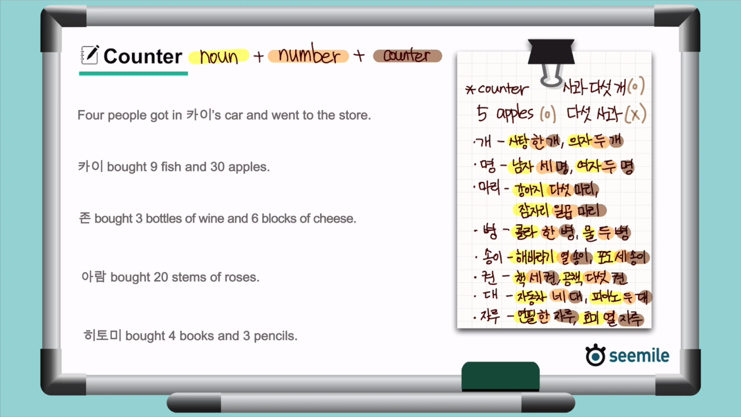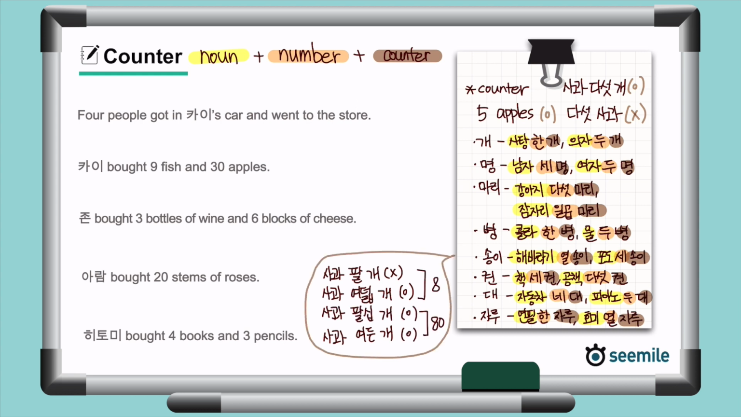The counters you just learned are all used in native Korean numbers, but as the numbers get higher, there is a tendency to read them as a Sino-Korean word. For example, it sounds weird when you say 사과 8개. Only 사과 8개 is correct. But when you refer to 80 apples, Korean people would say either 사과 80개 or 사과 80개, and both would sound natural.